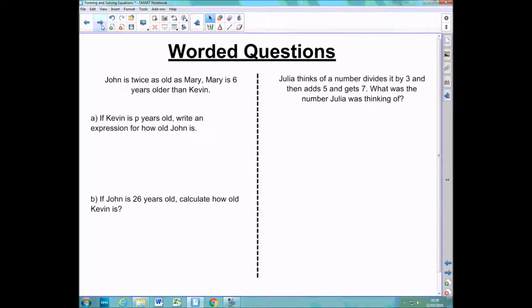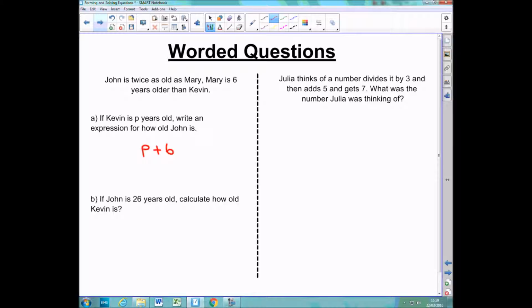The first type of question that could come up is a worded version. On the left here, I have an example where it says that John is twice as old as Mary. Mary is 6 years older than Kevin. If Kevin is P years old, write an expression for how old John is. What I need to do is take this in stages. First, Kevin is P years old and Mary is 6 years older than Kevin, so the expression for Mary is P plus 6.